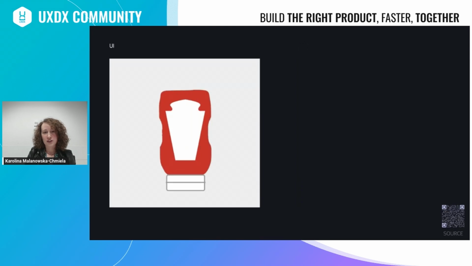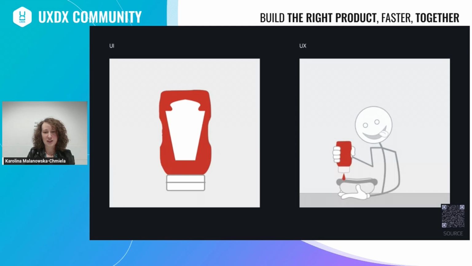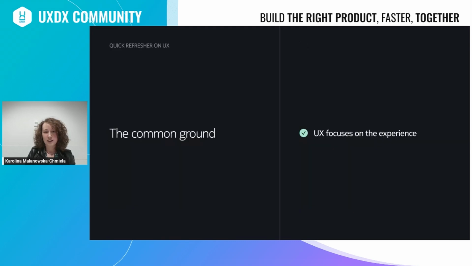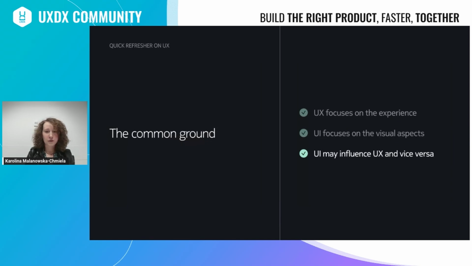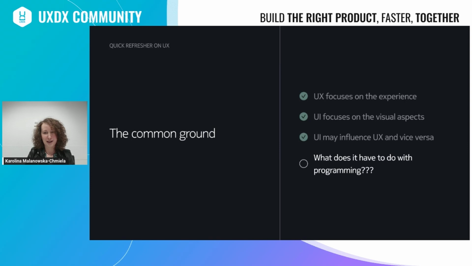But what if we change the UI a little bit? So now we have the lid on the bottom of the bottle, so it basically stands on the lid all the time, so the ketchup flows down, and it's much easier to get the ketchup out, so we can enjoy our hot dog with ketchup. So this is our common ground, and now we know that UX focuses on the experience, UI focuses on the visual aspects, and we also know that UI may influence UX and vice versa. But what does it have to do with programming even?